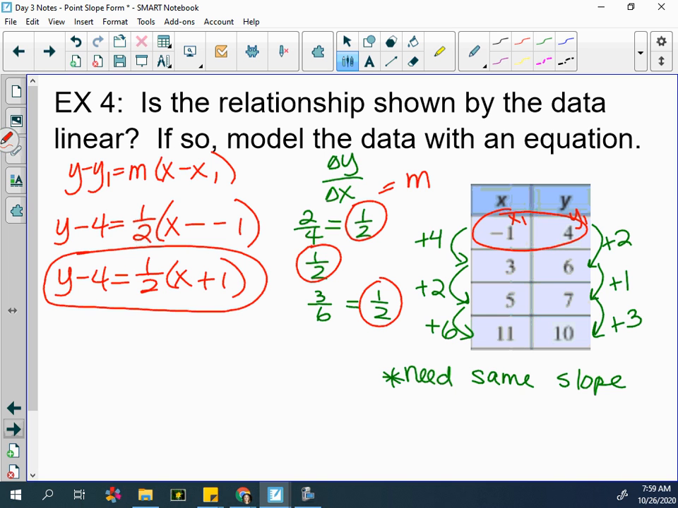I'm going to have you do the last one. Does anybody have any questions on this one they want to go over or anything to clarify? Well, if you're good here, I want you to try that last one. Check your change in y over change in x, and then write an equation if you get the same slope all the way down.